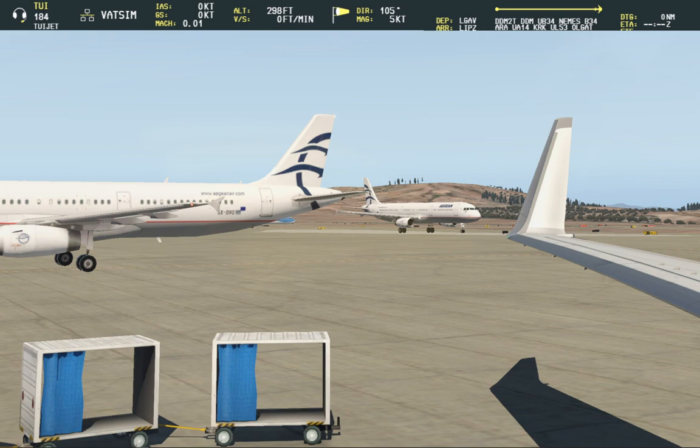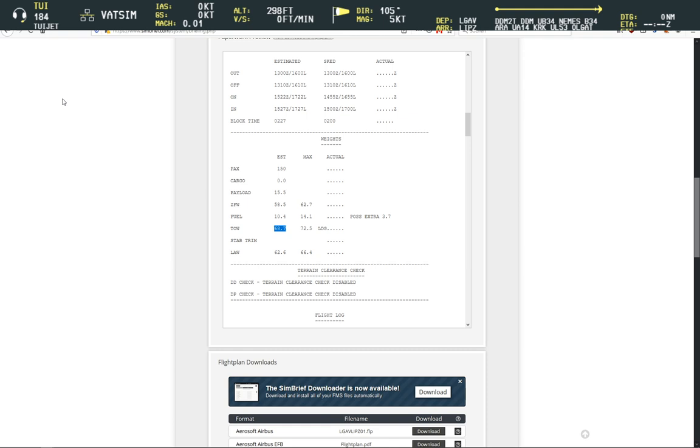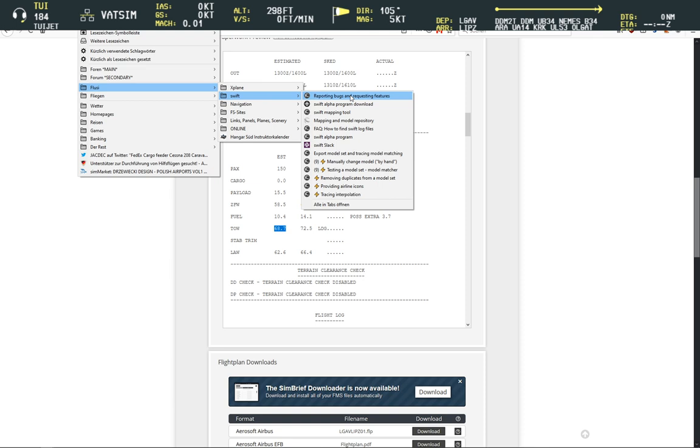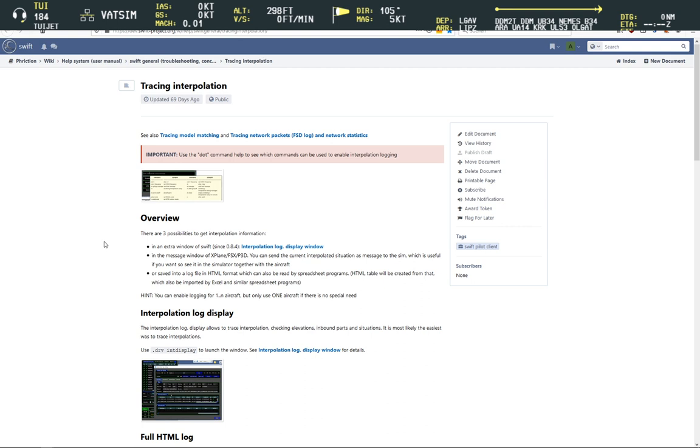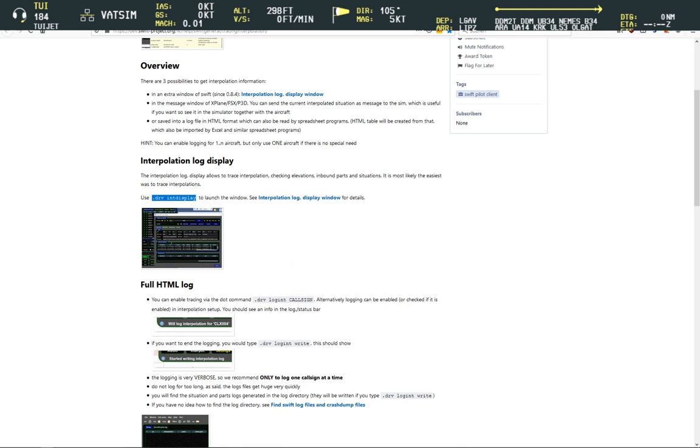At least in the meantime, I have time to review how to make an interpolation lock. Victor Papa Bravo Kilo Sierra, contact tower 118.625, bye-bye. Explain, tracing, interpolation. So, there we go. I need to open the interpolation display. You can't see this. On a separate computer, separate screen.